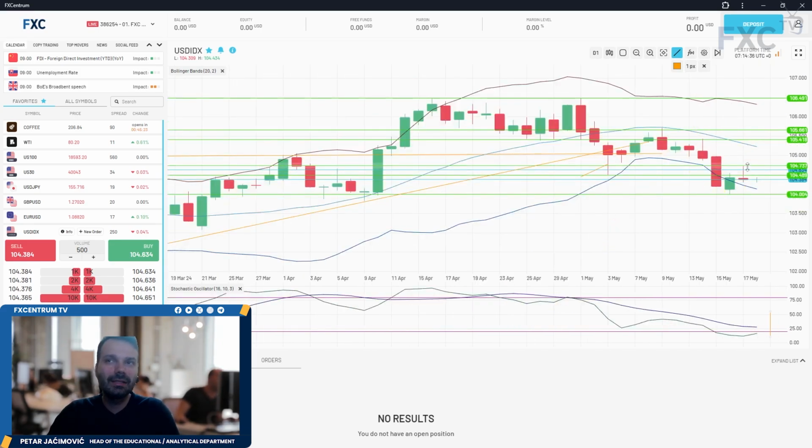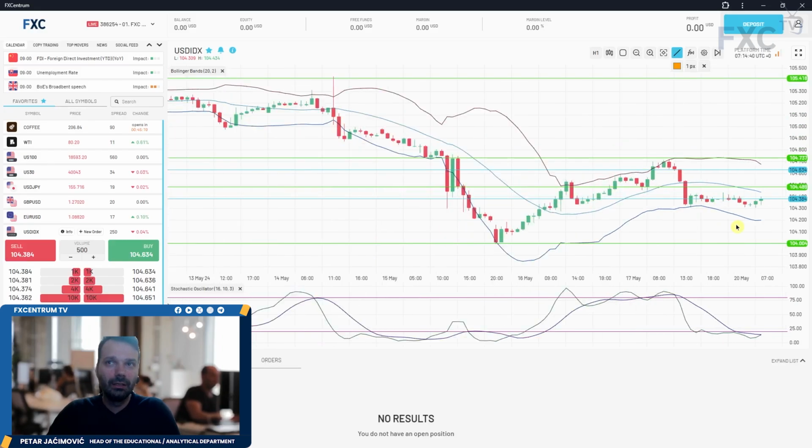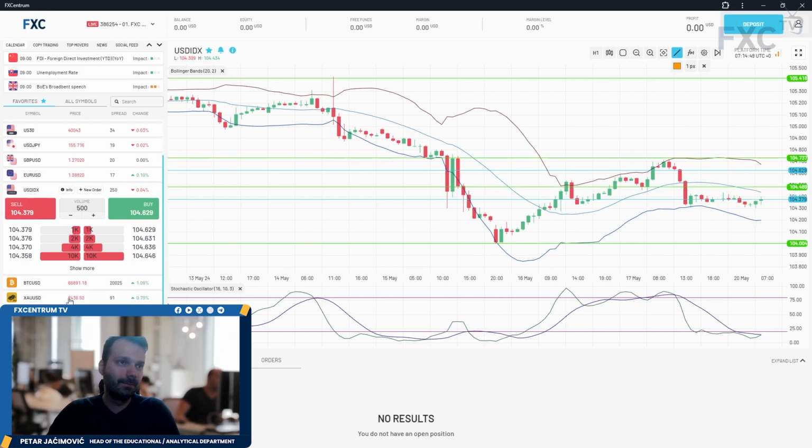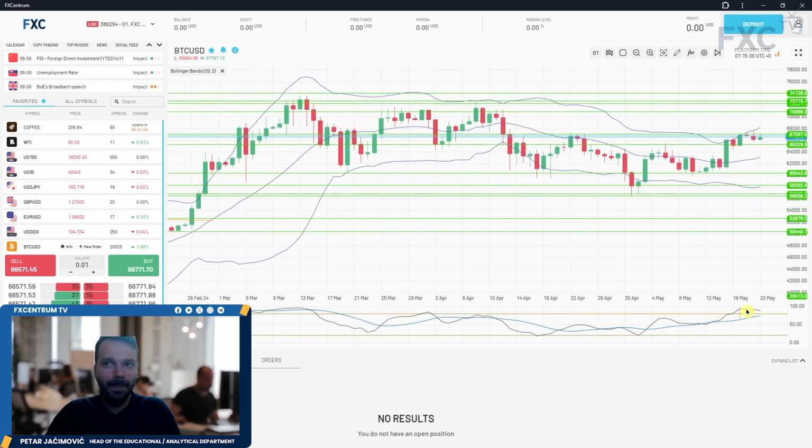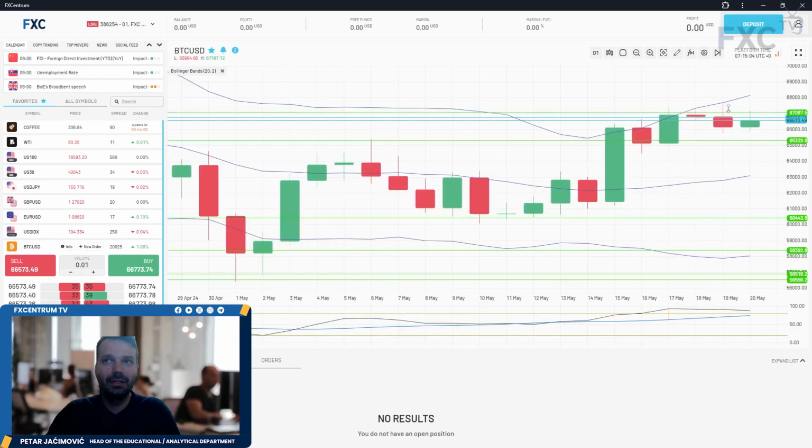But so far, it seems like the buyers are trying to take control, and we just need some confirmation in the hourly time frame, and more patience around this condition here. Bitcoin, basically, market just rallied after the CPI last week, and then we have a flat environment. I can see the fast line now trying to correct, at least from the overbought environment.